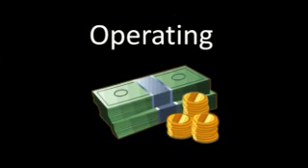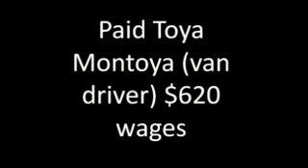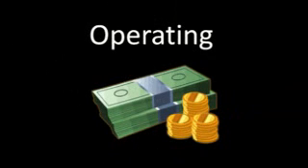Nicole receives a check for $12,000 having made sales of paints. Again, an operating activity. Nicole pays her van driver, Toya Montoya, $620 wages. Another operating activity, of course. Nicole supplies $12,400 of roof paint on account to Michelangelo, who informs her he's got some painting to do on the roof of a chapel. There has been no flow of cash. So this is not a part of the cash flow statement.